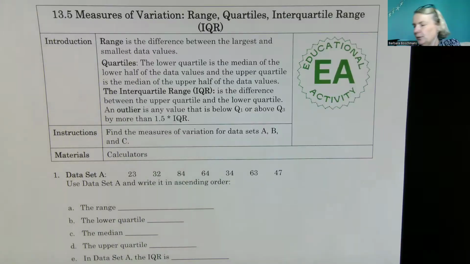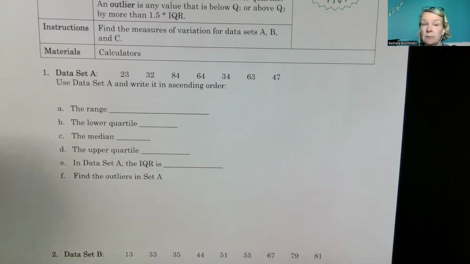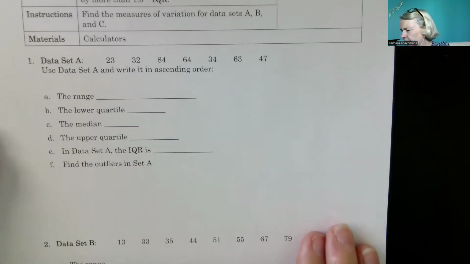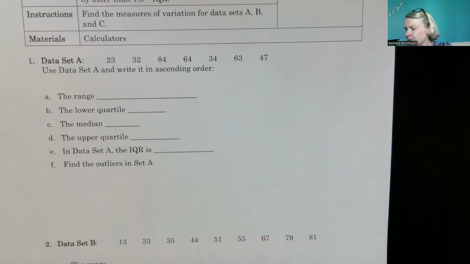Activity 13.5 is measures of variation. The first measures of variation we will look at are range, quartiles, and interquartile range. We have different sets of data. There are 4 sets of data in this activity, and we're going to look at data set A together.